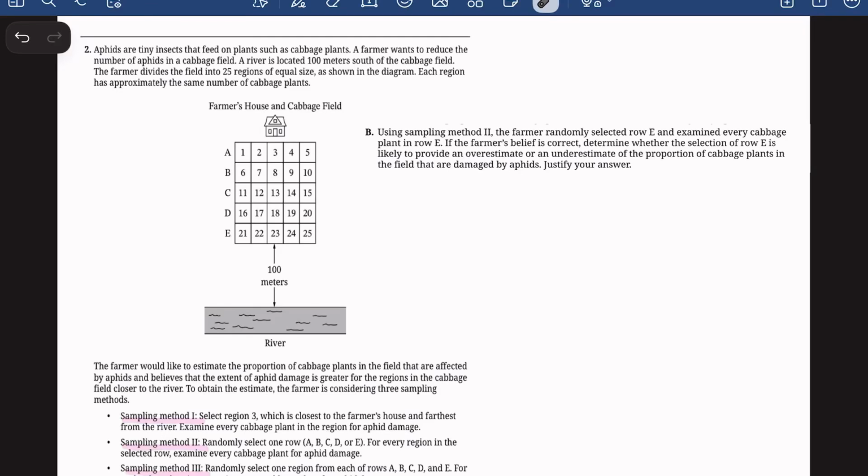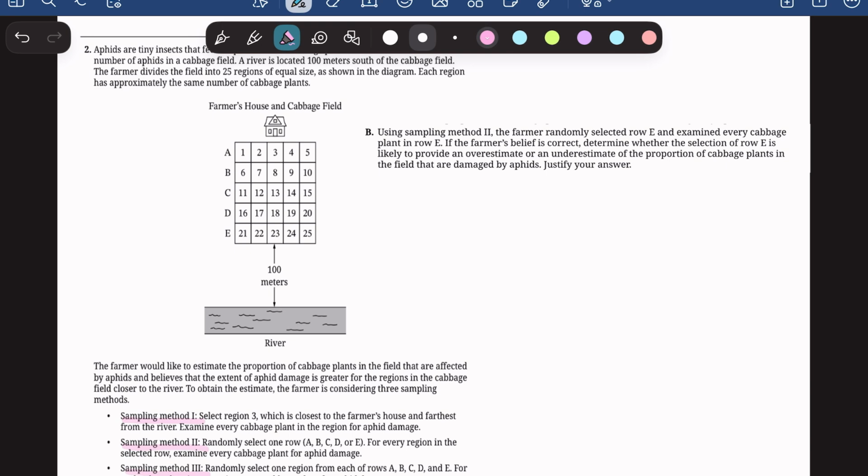Okay, question number 2, part B, using sampling method 2. Using sampling method 2, the farmer randomly selects row E and examines every cabbage plant in row E. So he chose row E, right? Randomly. Okay, so randomly selected row E.